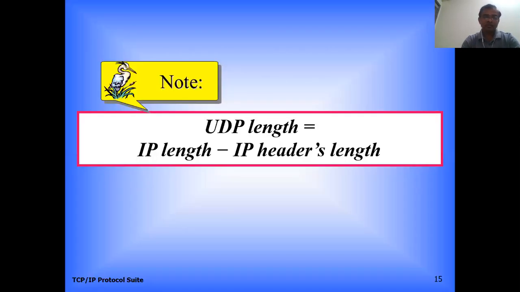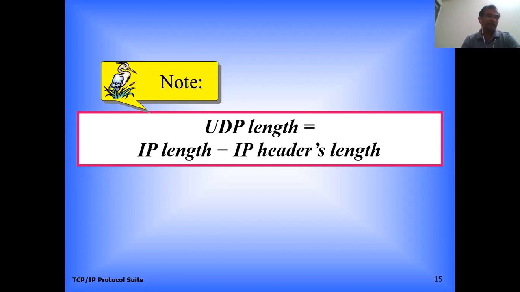The length field in the UDP user datagram is actually not necessary. The user datagram is encapsulated in the IP datagram. There is a field in the IP datagram that defines the total length, and there is another field in the IP datagram that defines the length of the header. If we subtract the value of the second field from the first, we can deduce the length of the UDP datagram that is encapsulated in an IP datagram. So UDP length is equal to IP length minus IP header length.